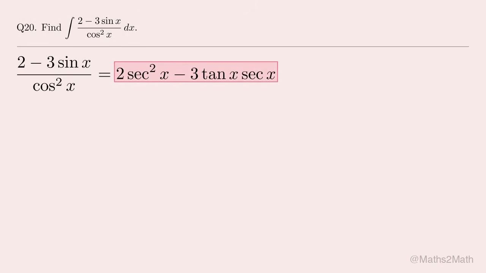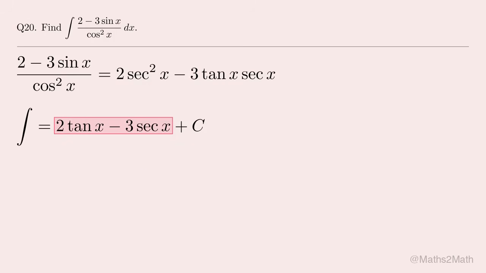Question 20. Split the fraction over cosine squared. 2 secant family pieces appear. The split gives 2 secant squared minus 3 tangent secant. Integrate both standard forms.